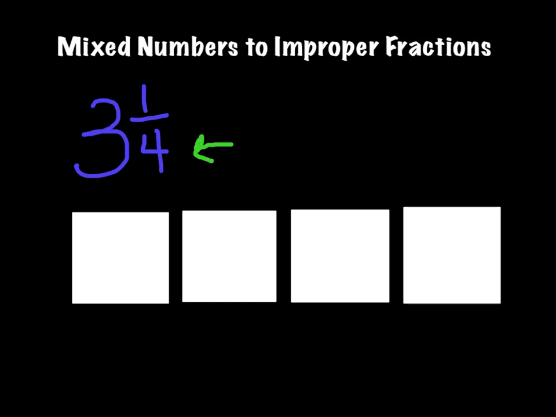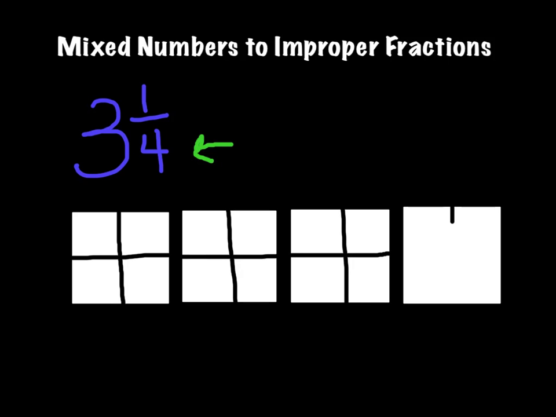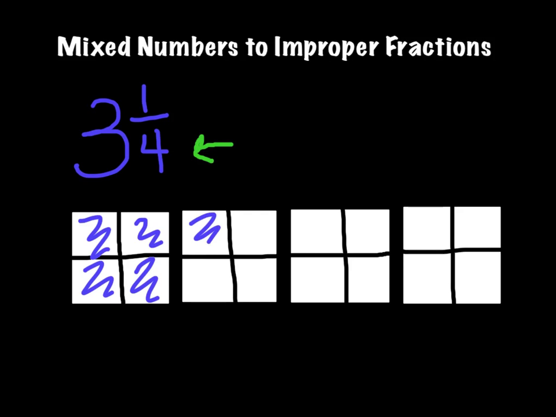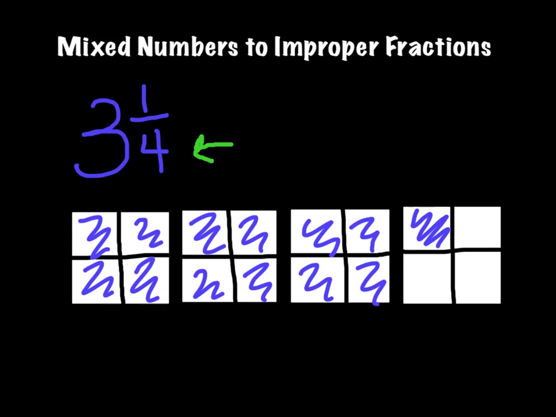So this means that I have 3 wholes split into 4 equal parts, and then I also have another 4th. When you first started learning about fractions, your teachers probably told you about shaded parts. Well, 3 wholes means there's 1 whole, 2 wholes, 3 wholes, and then 1 extra 4th. So one of those 4ths.